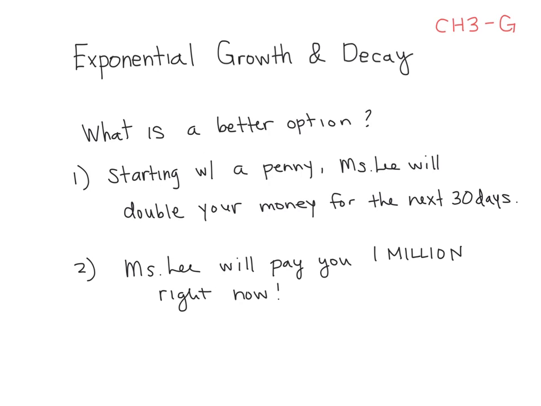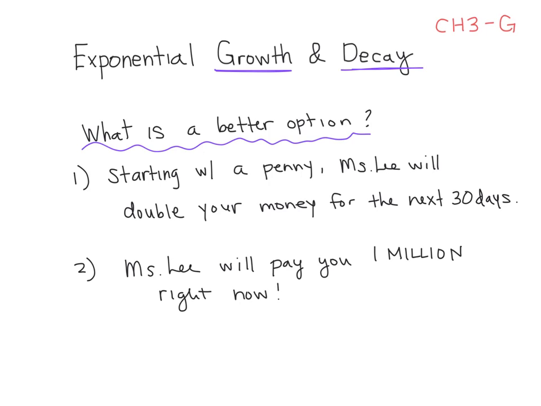In this video, we will look at exponential growth and decay. Exponential growth is an increase in value over time. Examples of exponential growth include population growth and bacteria growth. Exponential decay is exactly the opposite of growth. It's decreasing in value. Examples of those are radioactive substances and items that depreciate in value. So here is the question, what is a better option?